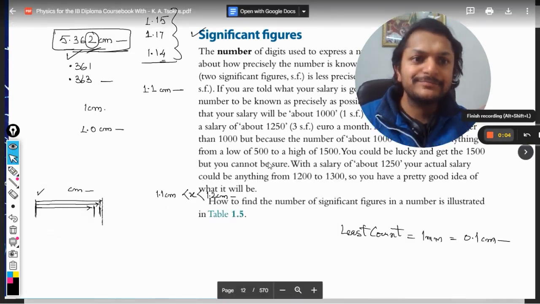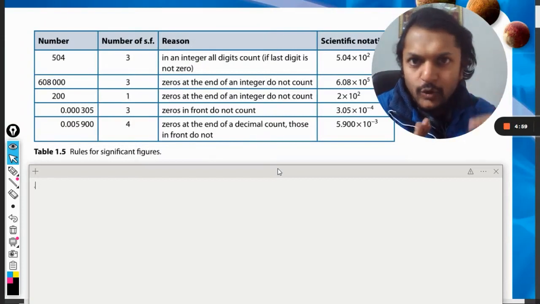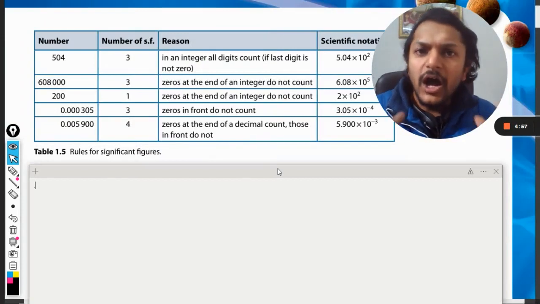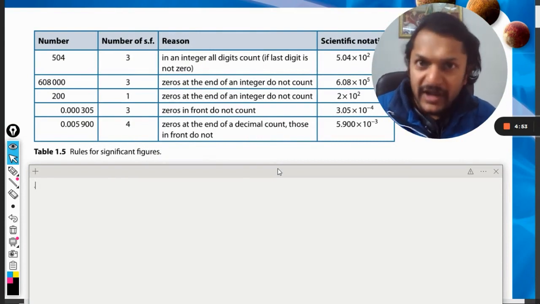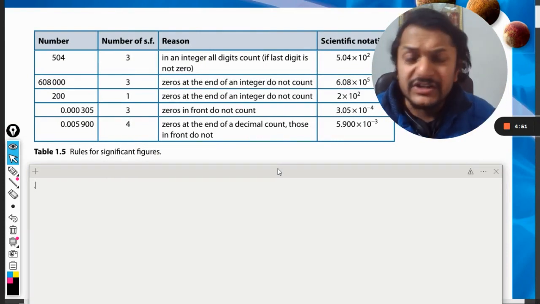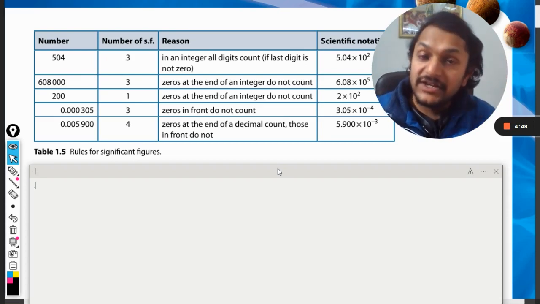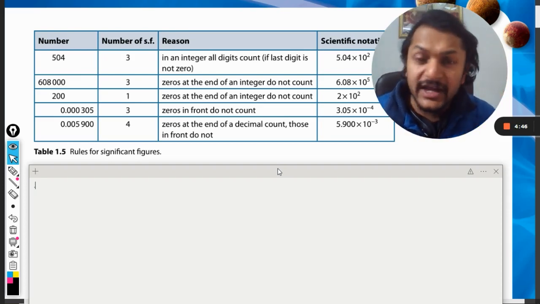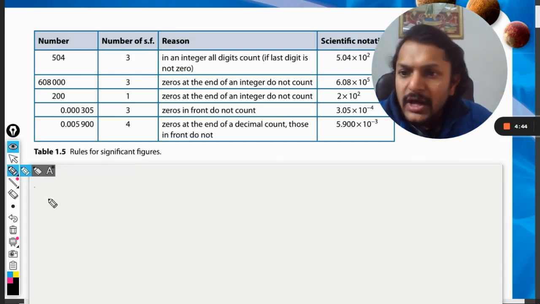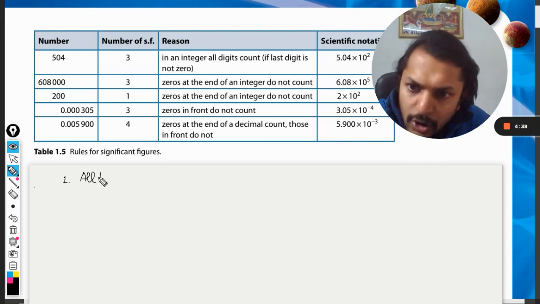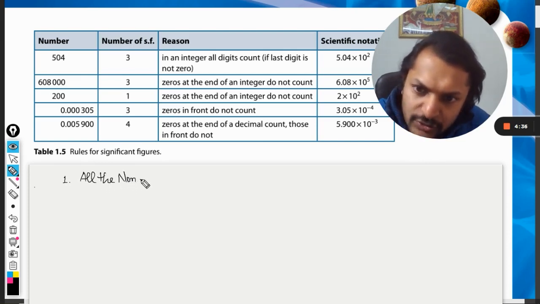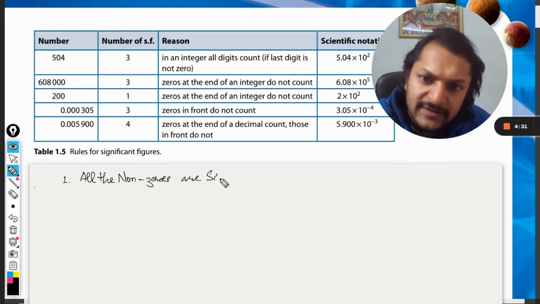Okay, so the next thing is how can we find the number of significant figures in the reported value? There have to be some rules by which we can say these values are significant and these values are not significant. So rule number one is that all the non-zeros are significant.